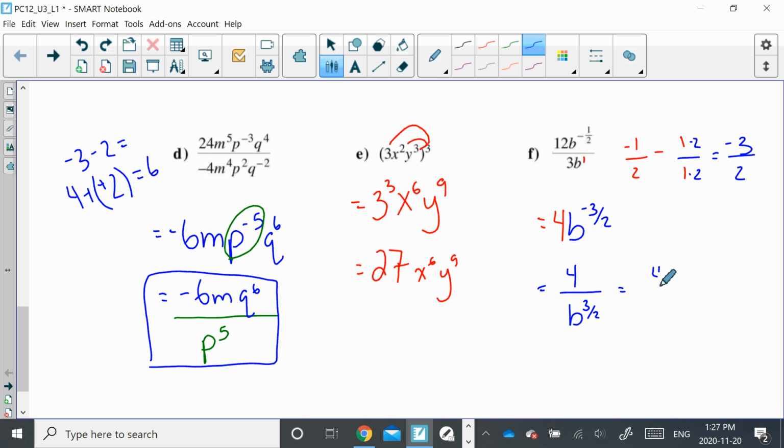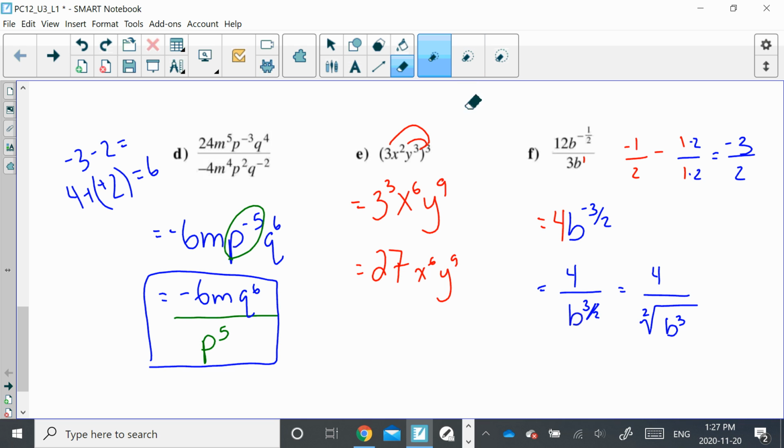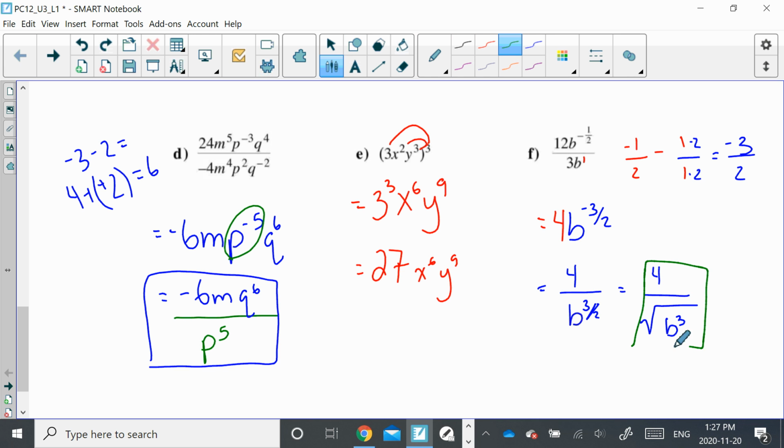That is equivalent to 4 over the root. My root from flower power is a 2. B to the power of 3. But remember, if it's a root 2, we don't need to write that because for the square root, there is an invisible root there or an index of 2. So this would actually be the answer for number 4, or sorry, for F.